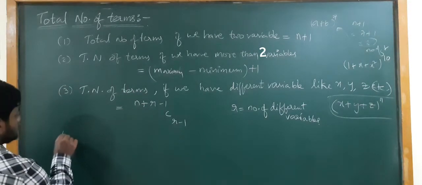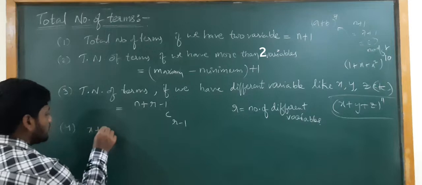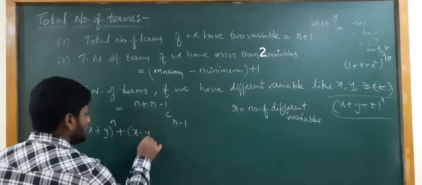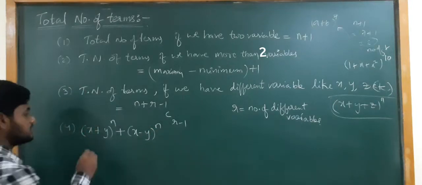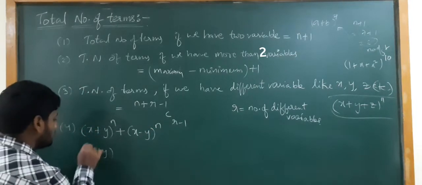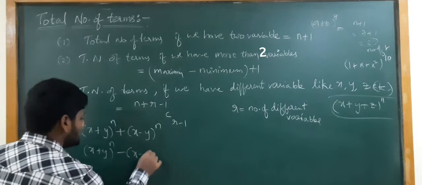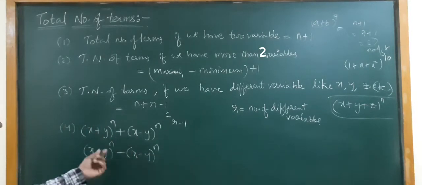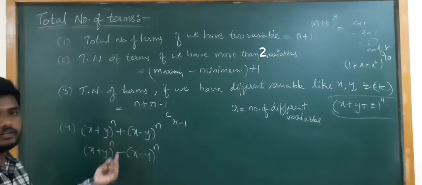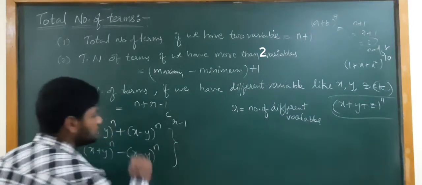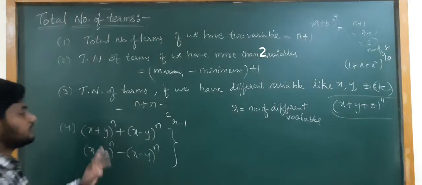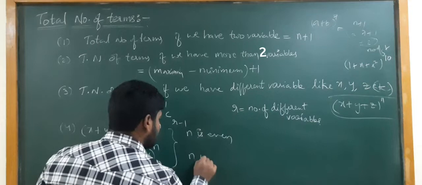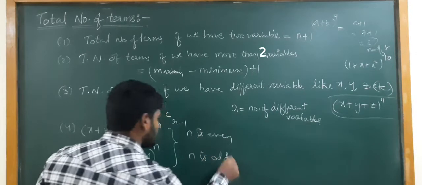Next one. This is another different format. For example, (x plus y) whole to the power of n plus (x minus y) whole to the power of n, or in some cases (x plus y) whole to the power of n minus (x minus y) whole to the power of n. These two look the same, but the only difference is the plus and negative sign. For these, one condition is n is even and the other is n is odd.